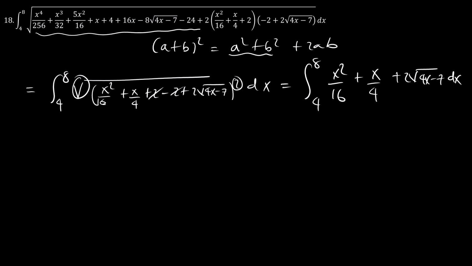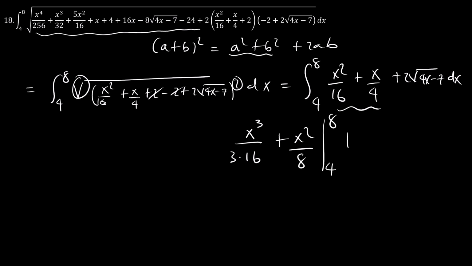So what does that tell us? What it tells us is that we can integrate this individually, and so we have x to the power 3 over 3 times 16 plus x squared over 2 times 4, which is 8, all these from 4 to 8, plus twice the integral from x equals 4 to 8 of the square root of 4x minus 7.